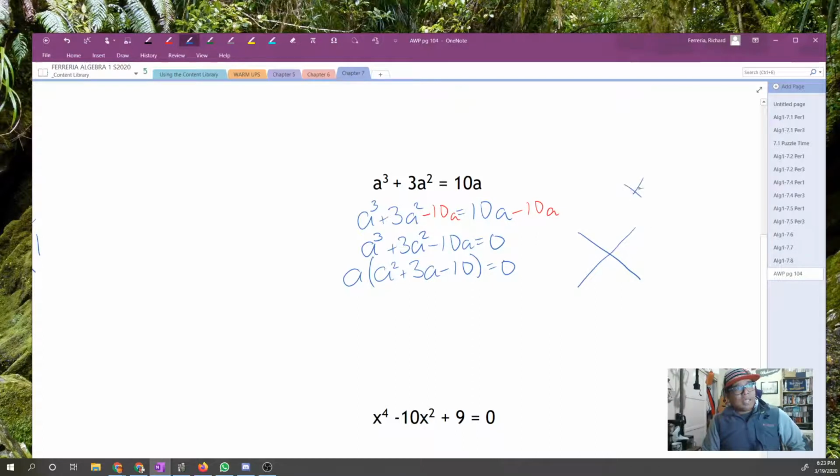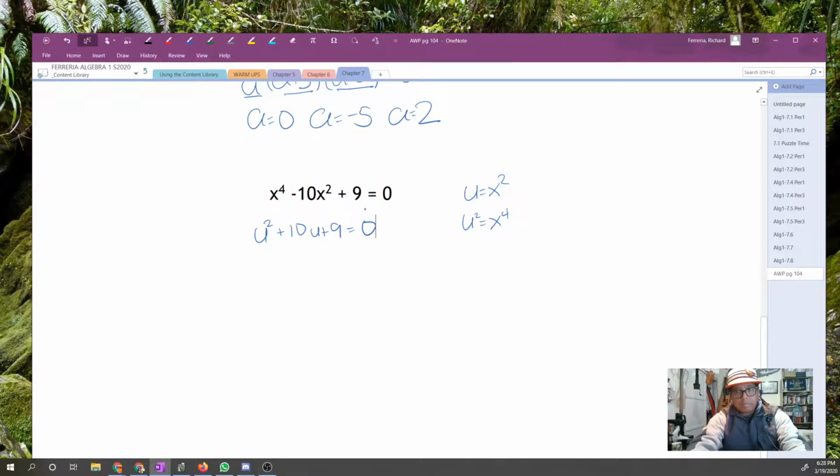Remember, this is x-ez method because in front of this quadratic term, the second degree term, the coefficient is 1. It's a silent 1, but it's still a 1. All right, go ahead and do that right now. Pause. Good job. You've successfully substituted u for x.